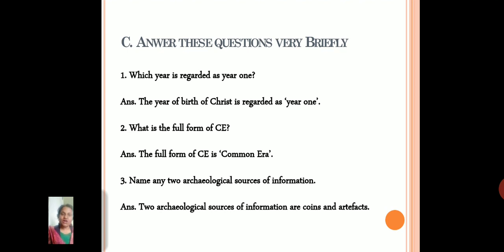Now let's write the third question. Name any 2 archaeological sources of information. In this lesson we had studied about sources of information, and we had learned how history gets information from different buildings, monuments and other old structures around. And these old structures were known as archaeological sources. So we are going to write 2 sources of archaeology. What is the question? Name any 2 archaeological sources of information. Let's write the answer.